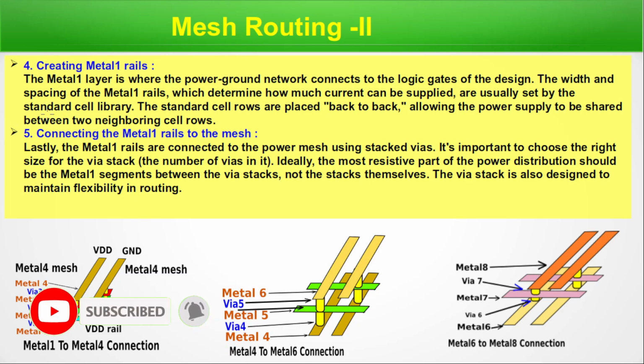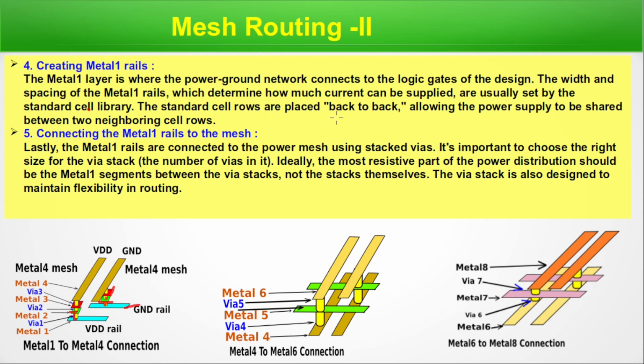creating metal 1 rails. The metal 1 layer is where the power ground network connects to the logic gates of the design. Metal 1 to metal 4 connection is shown here. Metal 1 VDD rail, ground rail, then this is via metal 2, here via metal 3, now the metal 4 mesh. From 4 the mesh started. The width and spacing of metal 1 rails, which determine how much current can be supplied, are usually set by the standard cell library.